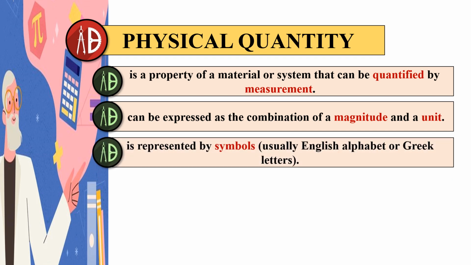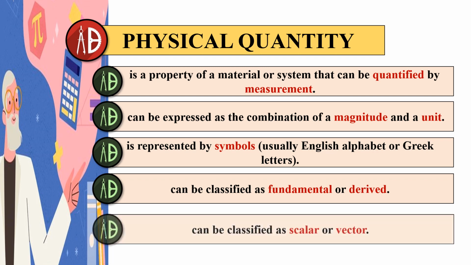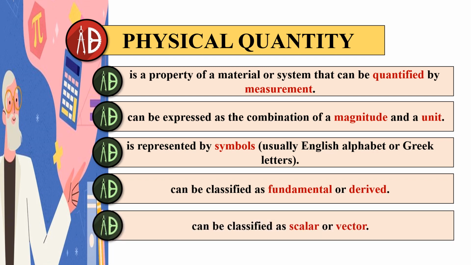Physical quantity is represented by symbols, usually English alphabet or Greek letters. Physical quantity can be classified as fundamental or derived. Physical quantity can be classified as scalar or vector. Let us further expound on each of these 3 points in this slide.